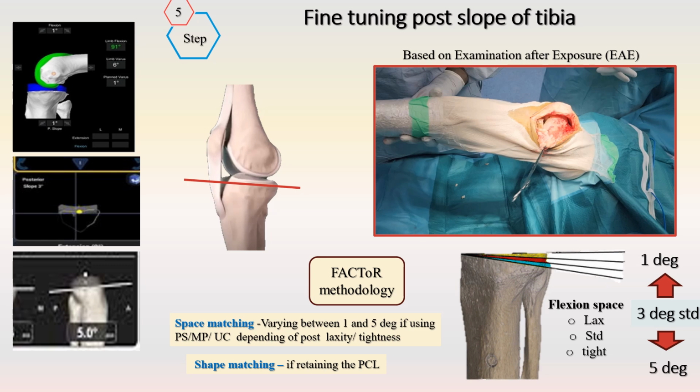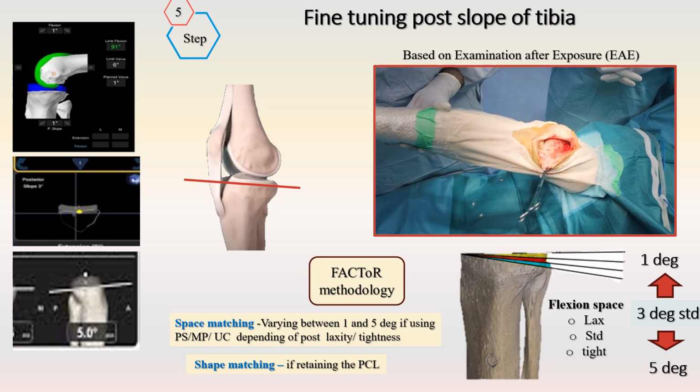And how we do that is we have to evaluate the flexion space based on what we call the examination after exposure. And then if we find that the flexion space is lax, we give only 1 degree of slope. If it is standard, we give 3 degrees of posterior slope. And if the flexion space is tight, we give 5 degrees of slope. So once we assess the posterior slope, we space match that to the extension space. And this is how we do an examination after exposure.